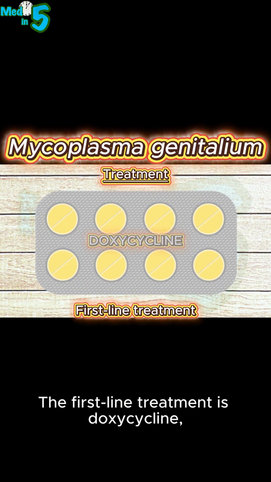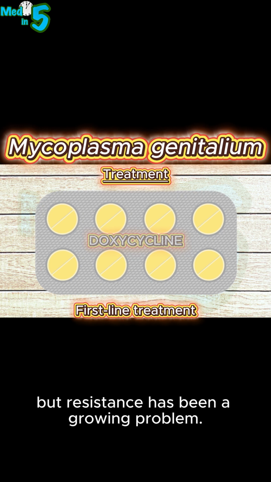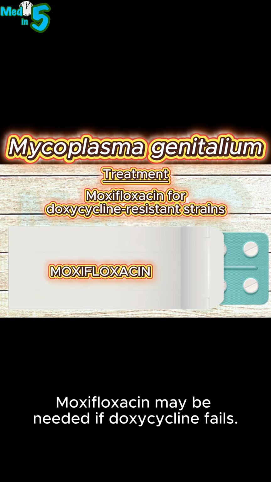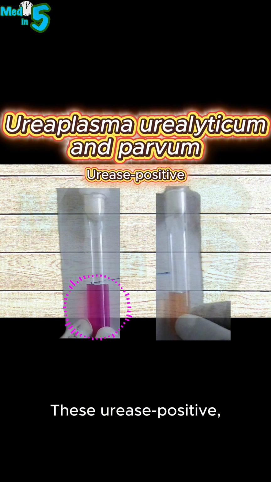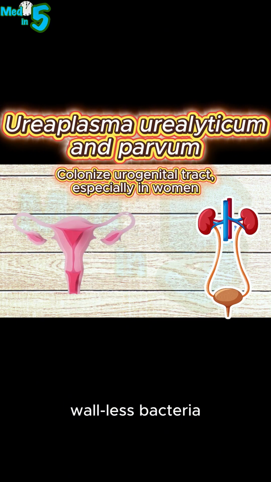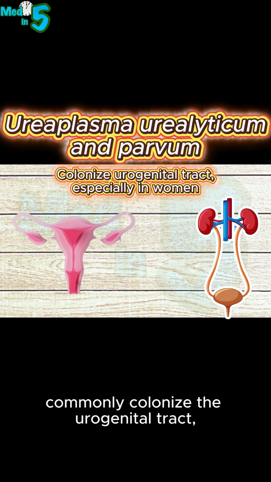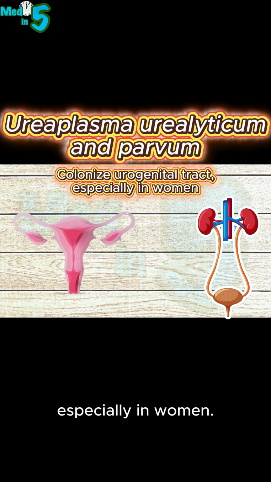The first-line treatment is doxycycline, but resistance has been a growing problem. Moxifloxacin may be needed if doxycycline fails. Next, we have Ureaplasma urealyticum and parvum. These urease-positive, wall-less bacteria commonly colonize the urogenital tract, especially in women.